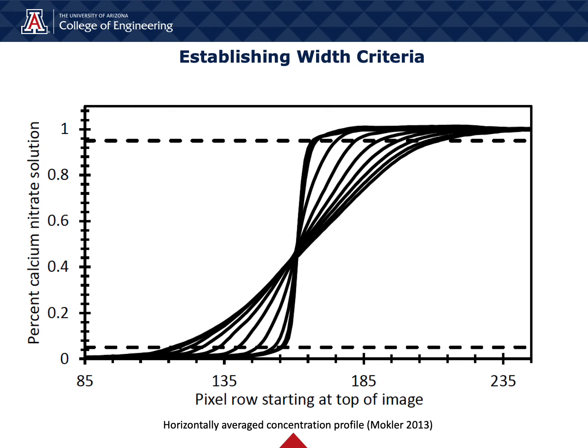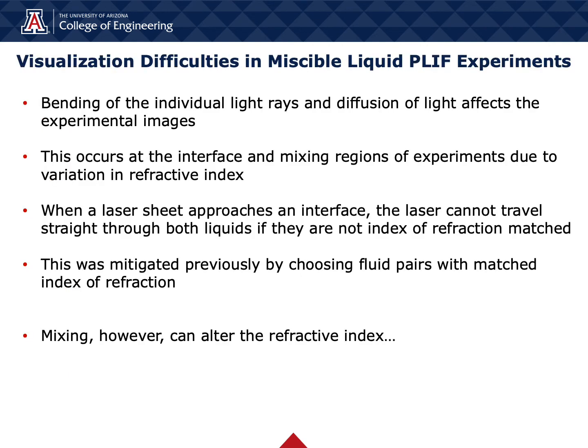So now that we understand the experimental setup, how we image, and how we use those images, I want to focus on the difficulties facing the method and techniques to fix those issues. The issues we face in our experiment are largely a product of index of refraction variation. As I mentioned previously, a mismatch of index of refraction will cause bending and diffusion of the light rays coming from the laser, resulting in a blurry image.